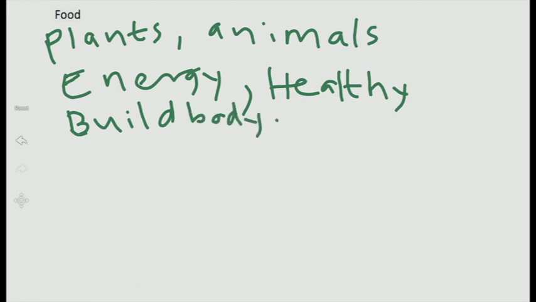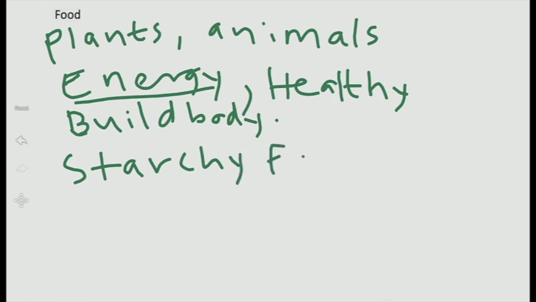Mostly, the animals get this energy-giving food from the starchy food. Energy, we get it from the starchy food, which is coming from plants and nowhere else, strictly from plants.